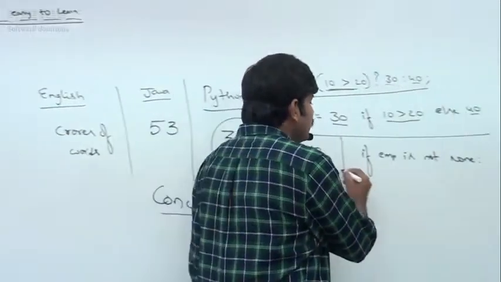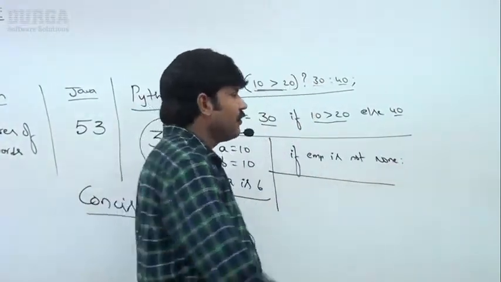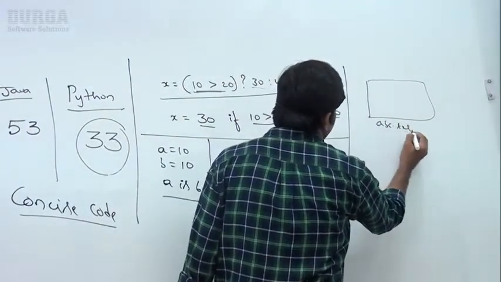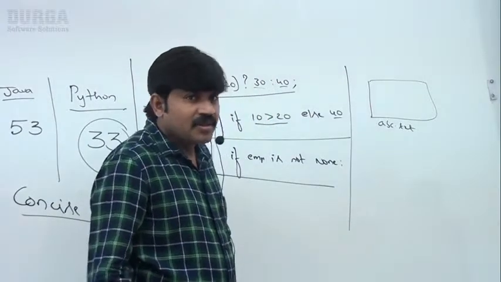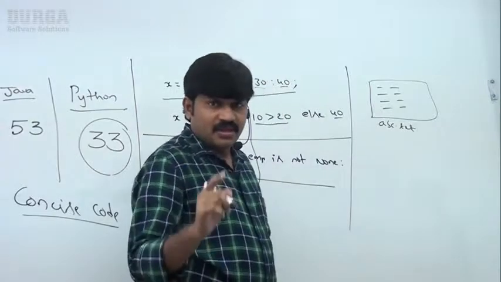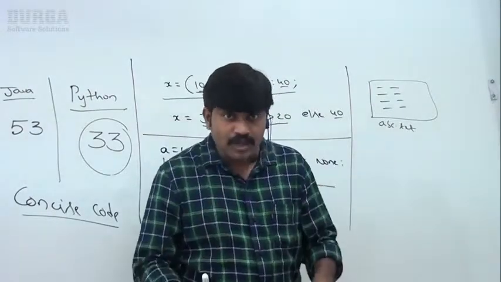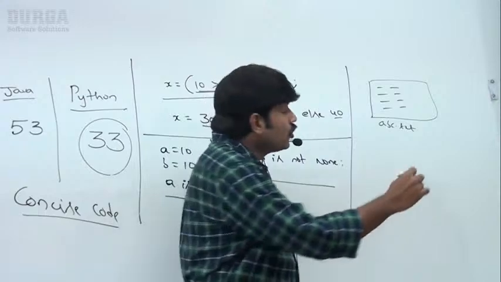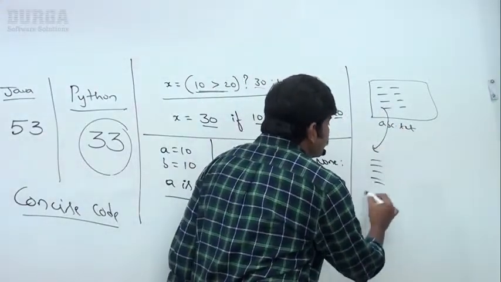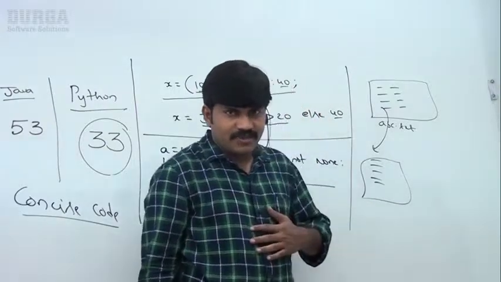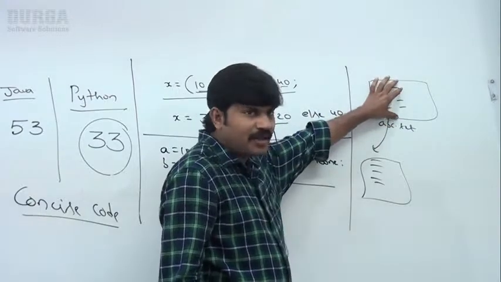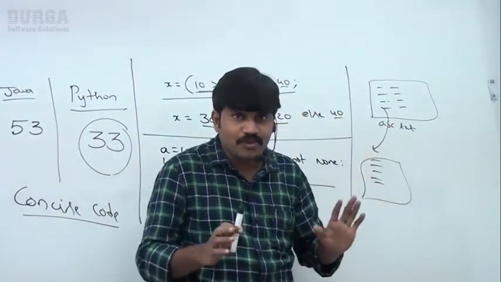Assume I have one file available in my system, abc.txt, a text file. This text file contains some data. Write a Python program to read the data from this text file and print it to the console. Are you getting it? This is my requirement: write a program to read the data from this text file and print to console.